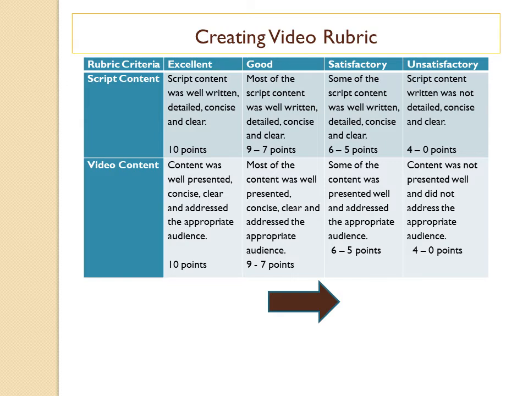The rubric, as you can see, the criteria for script content starts with 10 points. You should always start with excellent and move to the right: good, satisfactory, and unsatisfactory. And when we look at video content, we're still moving to the right, from 10 points to 0.